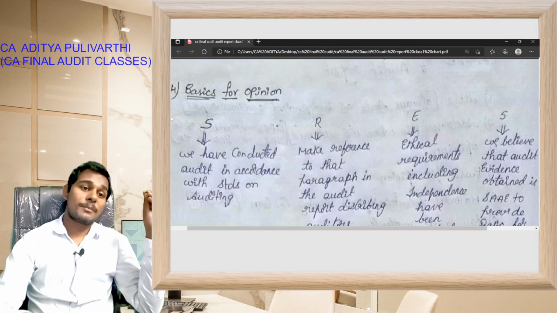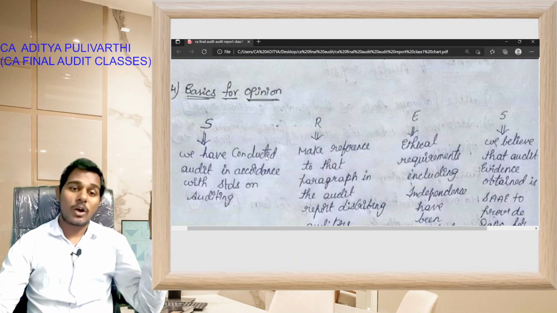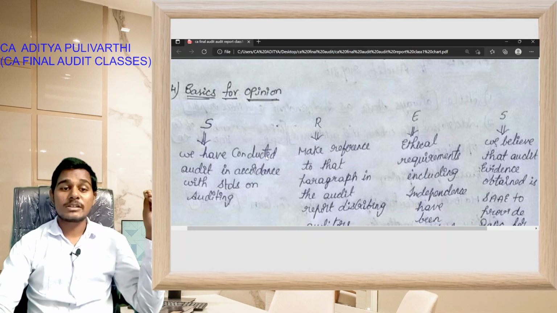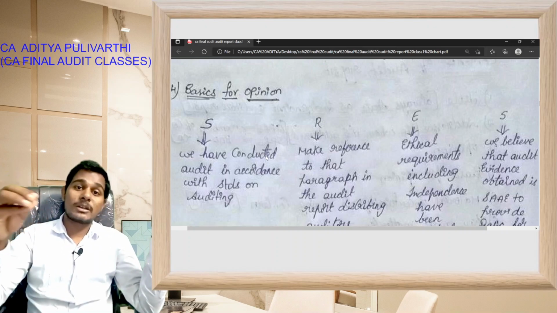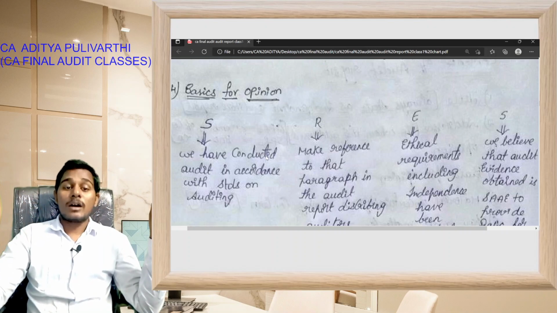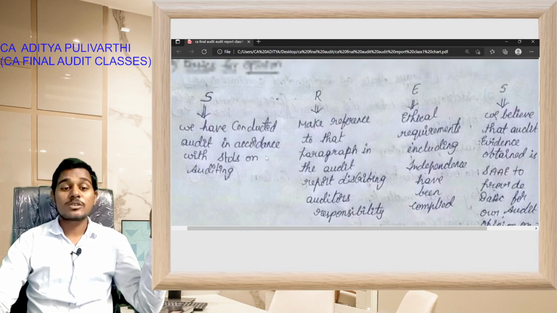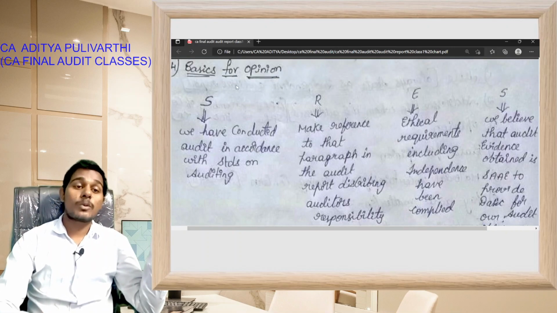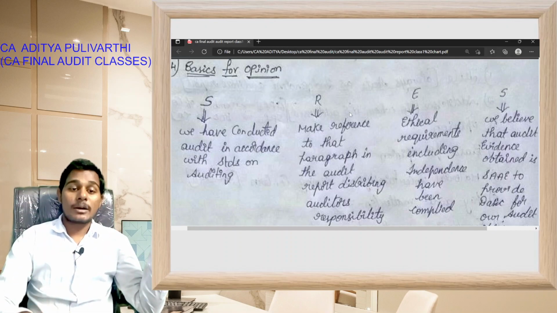See students, in the basis for opinion paragraph, first we will state that the audit is conducted in accordance with standards on auditing. Next, the second point, we should make a reference to the description of the auditor's responsibility, that is, in the basis for opinion paragraph we should refer to the paragraph relating to the auditor's responsibility.